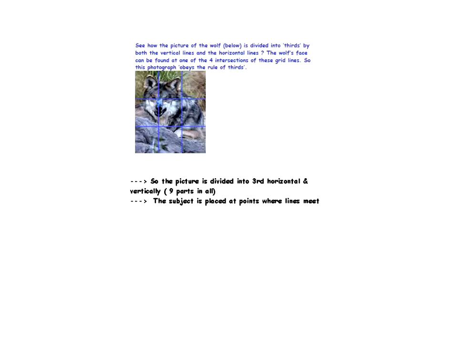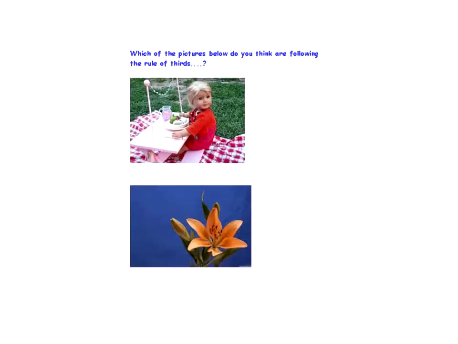Okay, so here's an example. You can see that we put the face of the wolf at one of the places where the lines cross. So I want you just to look at these pictures here and think about, do they obey the rule of thirds? Now remember, not every picture has to obey the rule of thirds, but most of your pictures should. Sometimes you just want to get a good picture, and sometimes you don't have the time to compose it. But when you look at your pictures, most of them should.